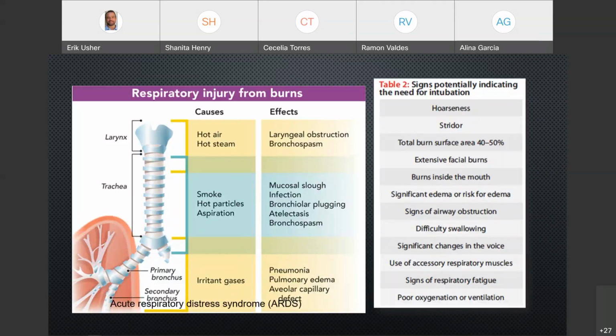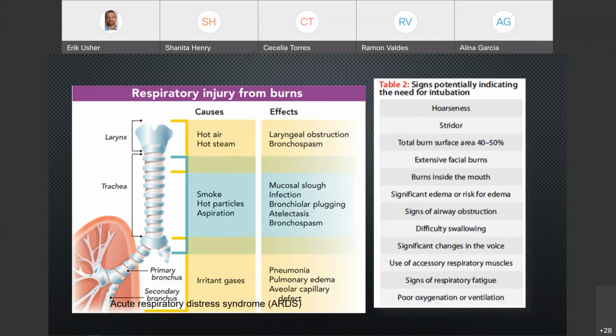So pictographically, when we pick apart the upper airway and lower airway issues and what's causing them: anything supraglottic, that hot air, hot steam, is going to hit that first. That's going to cause laryngeal obstruction and bronchospasm. The smoke and those hot particulates that we talked about get a little bit deeper into the trachea, and that causes mucosal sloughing, high risk of infection, bronchiolar plugging, atelectasis, and of course bronchospasm.